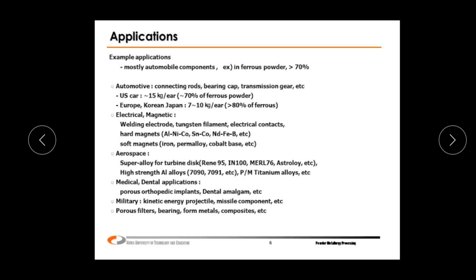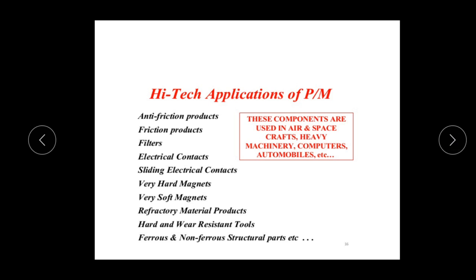And other applications: porous filters, bearings, foamed metals, and composites. Okay, dear students, now we will discuss some high-tech applications of PM products. These components are used in aircraft and spacecraft, heavy machinery, computers, automobiles, etc.